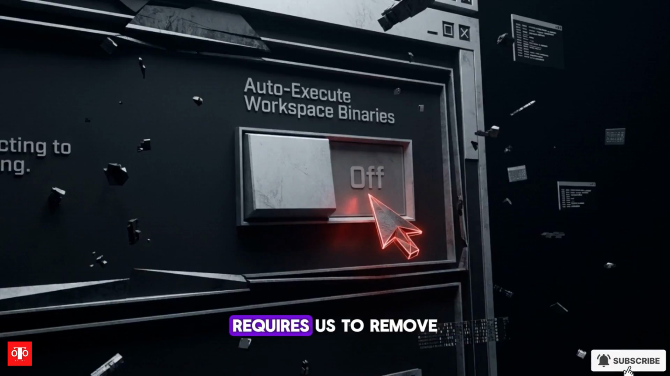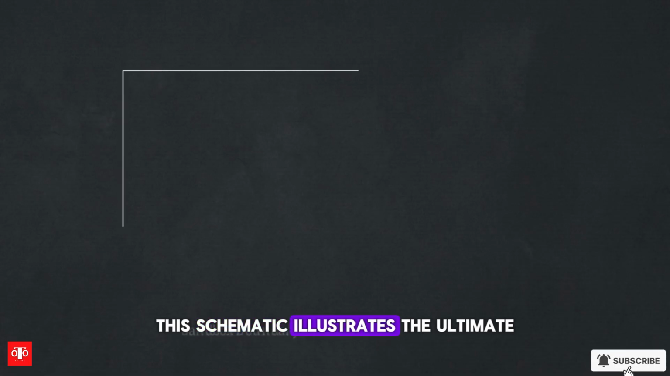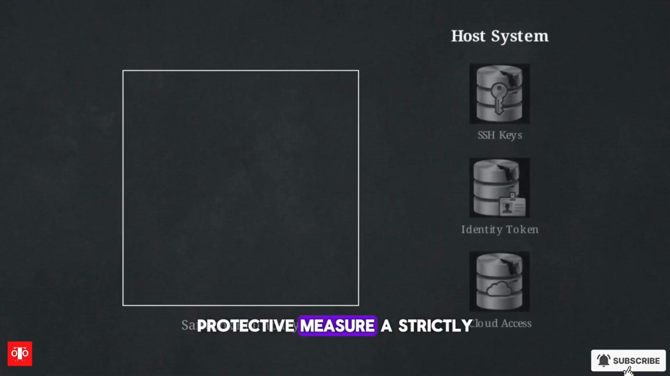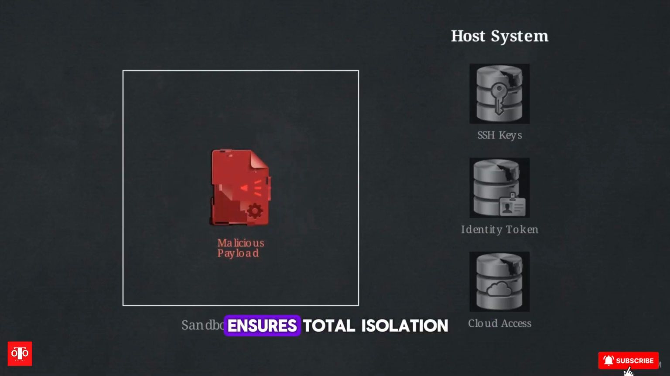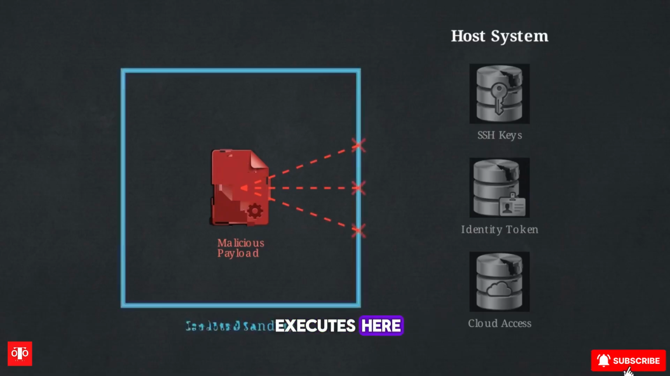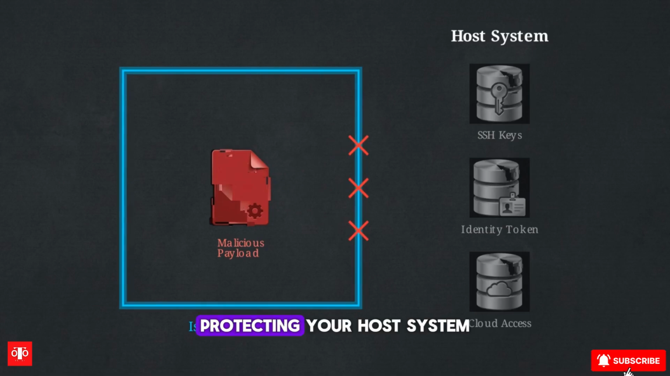Securing the environment requires us to remove the implicit trust traditionally granted to our development tools. This schematic illustrates the ultimate protective measure, a strictly walled-off sandbox. Utilizing disposable environments for initial code review ensures total isolation. If a poisoned repository executes here, the payload is contained, protecting your host system and credentials.